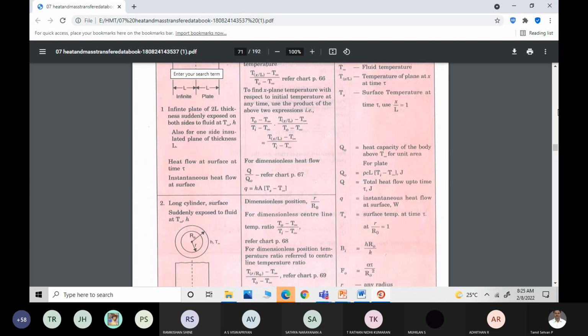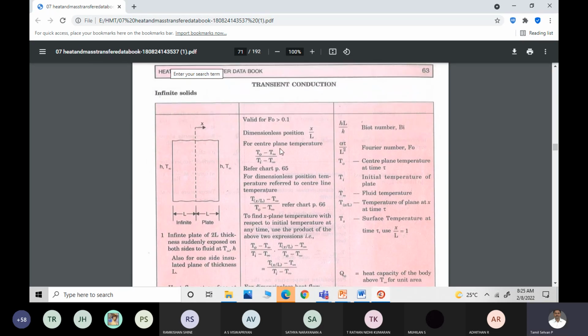Now you can see here, students, Fourier number greater than 0.1, infinite solid, and you have the thickness. The total thickness is 2L, or half the thickness is taken as capital L. All of you are able to see this, students? In the latest data books the page number will be different, so please don't worry about it. If you have the latest data book, refer to that.